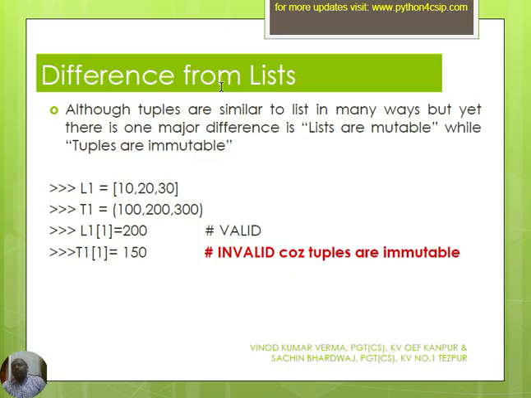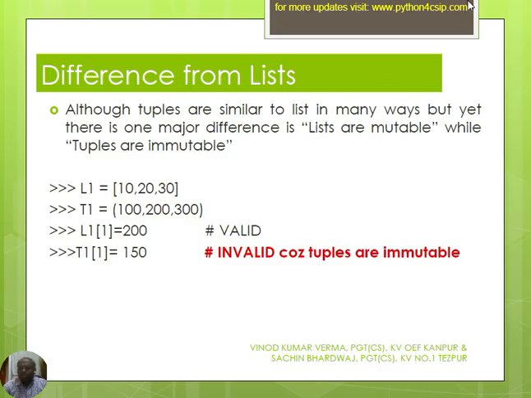Difference from the list: we already know list is mutable, tuple is immutable. So we cannot modify any value in the tuple. Here list L1 is 10, 20, 30 and T1 is 100, 200, 300. L1 of 1 equal to 200 will be modified, that is, 20 changed to 200. But T1 of 1 equal to 150 is invalid because tuple is immutable.